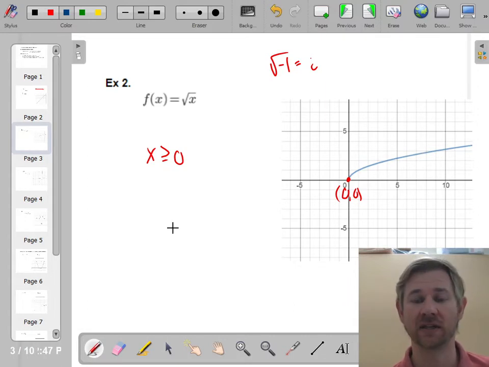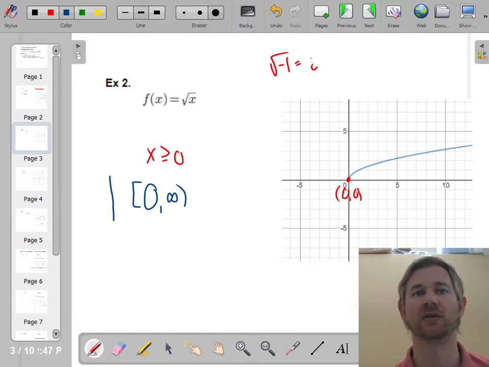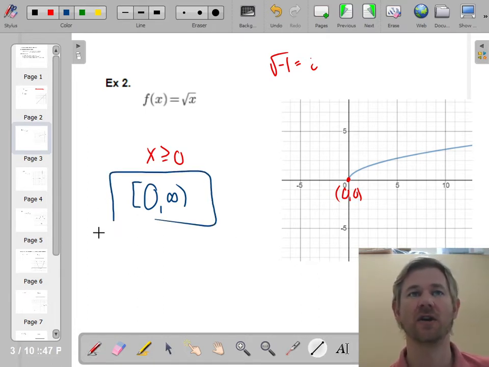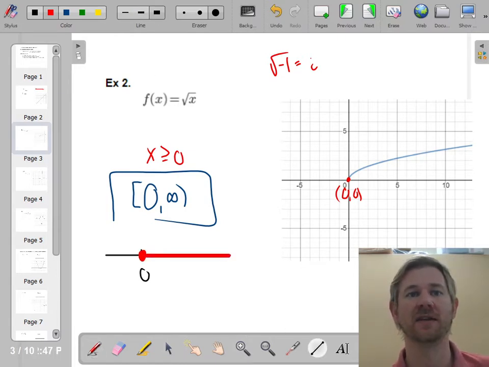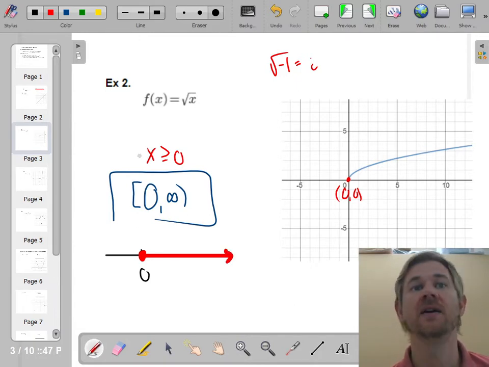In interval notation, the way we say that is from 0 to infinity, and 0 is going to be a bracket because it's like a closed circle, so from 0 to infinity. On a number line, the way I would draw that is I would put 0 on my number line, and then I would put a closed circle at 0, and I would draw all the numbers that are bigger than or equal to 0, so I'll draw to the right, and then describe that in interval notation again from 0 to infinity.